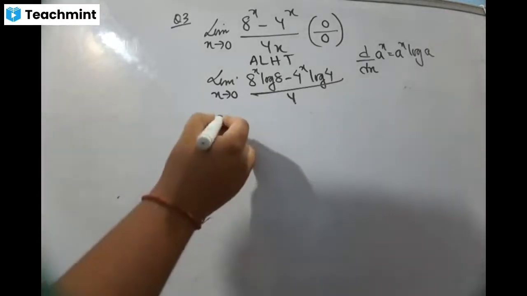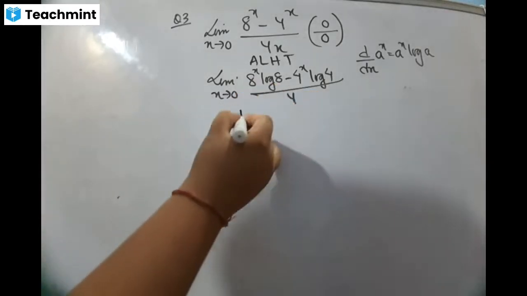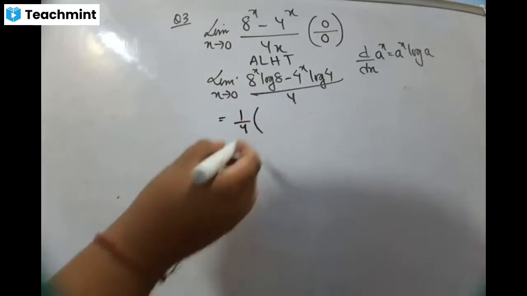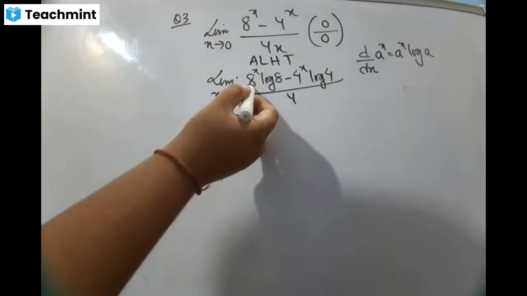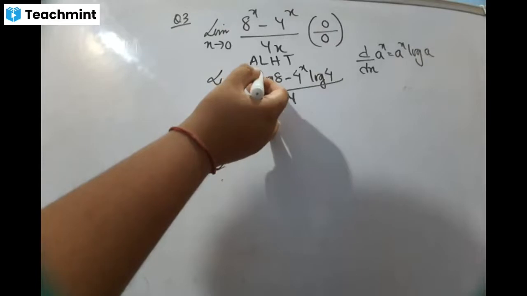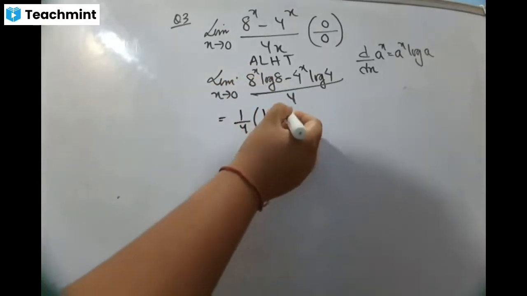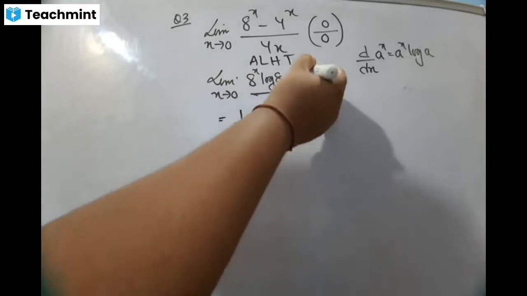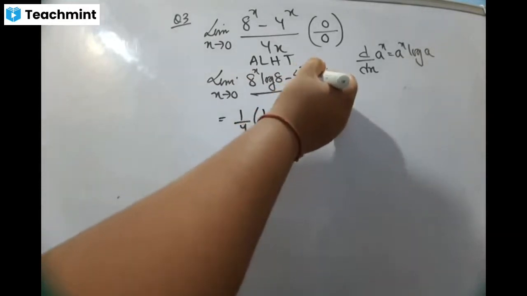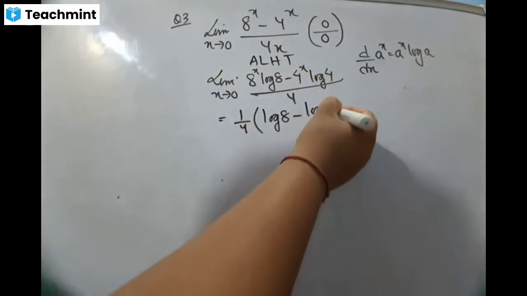Everyone see. So 4 in the denominator comes out. So you get 1 by 4, open bracket. Put the value of x as 0. So 8 to the power 0. Anything to the power 0 is 1. So 1 into log 8 will give you log 8, minus 4 to the power 0. Anything to the power 0 is 1. So 1 into log 4 will give you log 4.